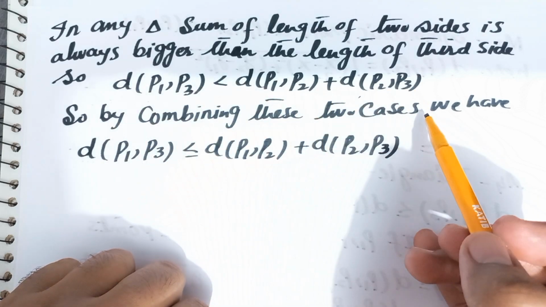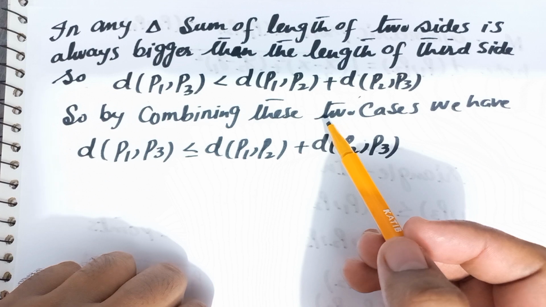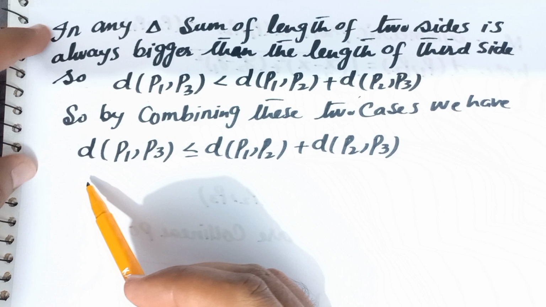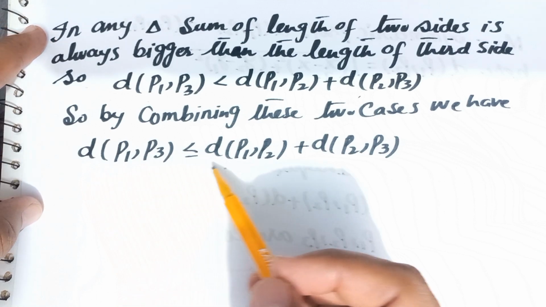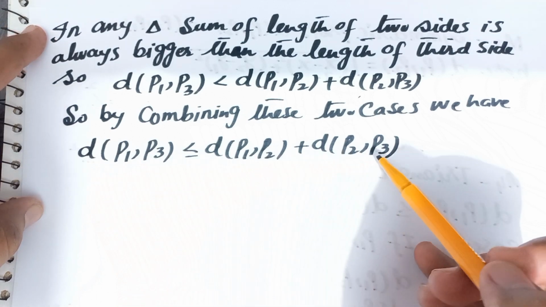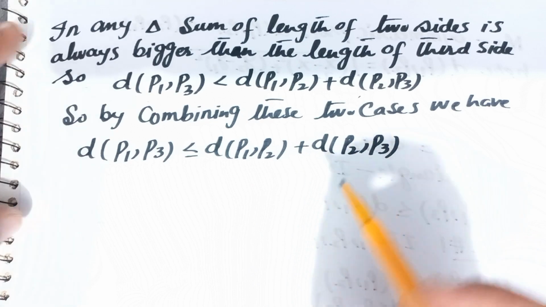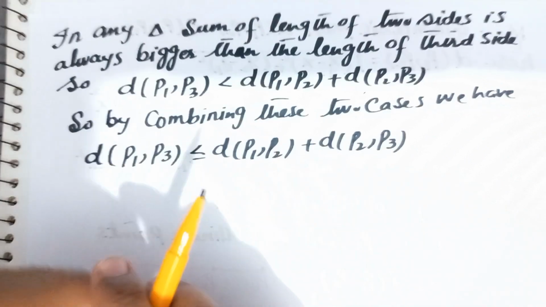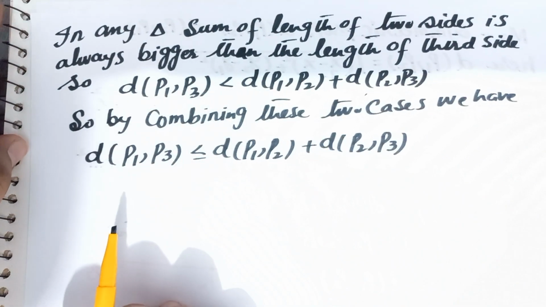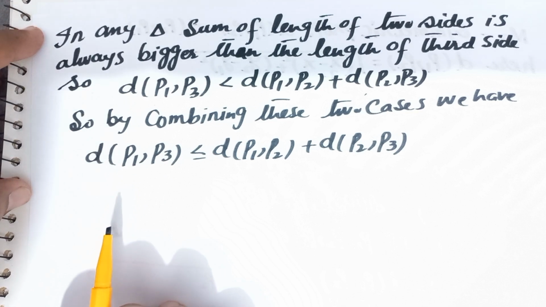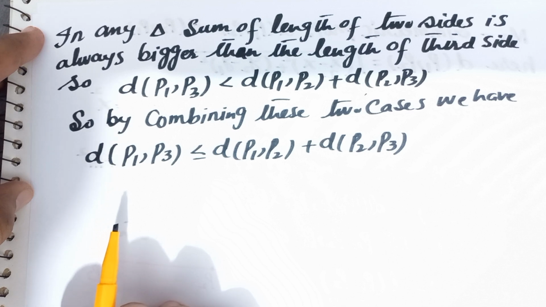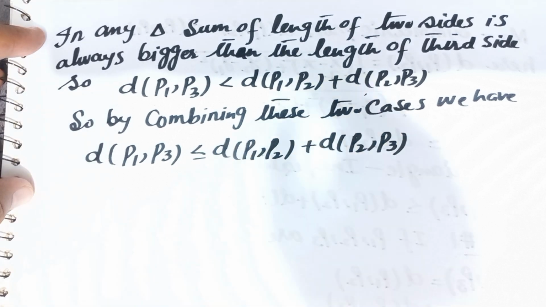So by combining these two cases, the first a case of collinear points and the other a case of non-collinear points, we reach our result: distance of P1 P3 is less than or equal to distance of P1 to P2 plus distance of P2 P3. Hence all four axioms of metric spaces hold. Hence this metric D, that is actually the distance formula, is a metric on R square. Now we move to our next problem.